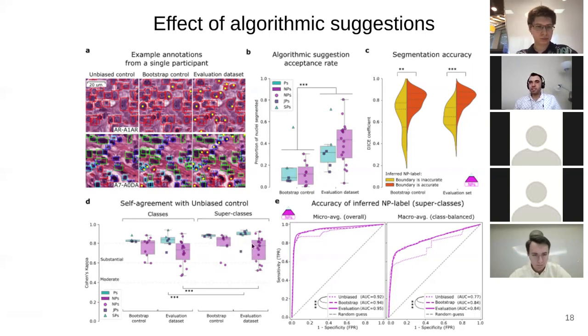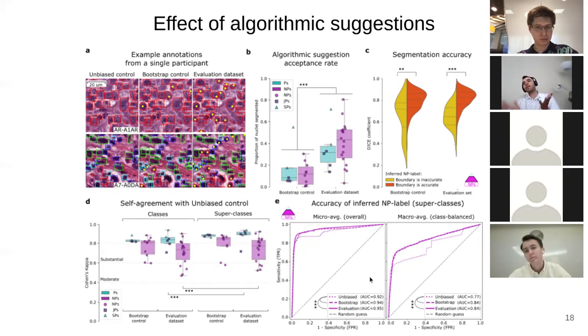So you can see that there's a dip here. If you're a non-pathologist and you see a suggestion, you are likely to change your opinion. But panel E here shows that you change your opinion for the better. So if you look at the solid ROC curve compared to the dashed one, the dashed one is the unbiased. This is your accuracy as an inexperienced person when you don't see a suggestion, whereas the solid line is your accuracy when you see a suggestion.